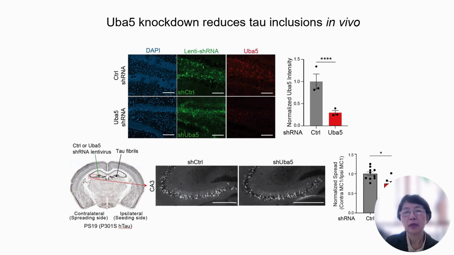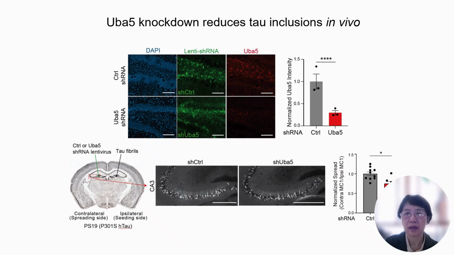We further used this model to study the effect of UBA5 on tau spreading. In this model, either a control or UBA5 shRNA lentivirus was injected into the contralateral hippocampus, while K18 fibrils were injected into the ipsilateral side. The brains were harvested 4 to 6 weeks post-injection. We observed significantly lower tau inclusion by MC1 signal in mice with UBA5 knockdown, which is consistent with our in vitro results.